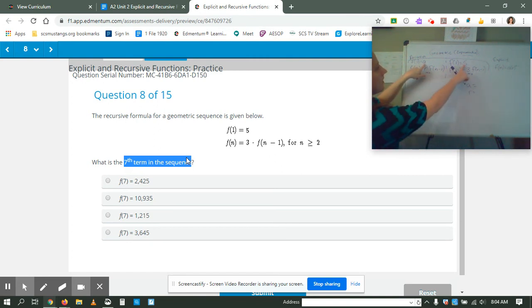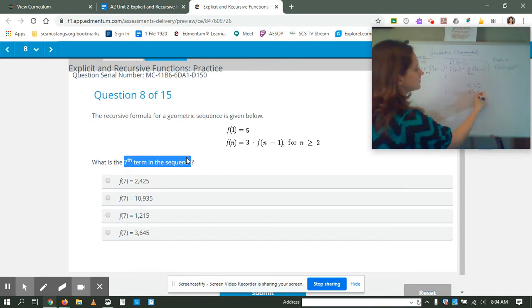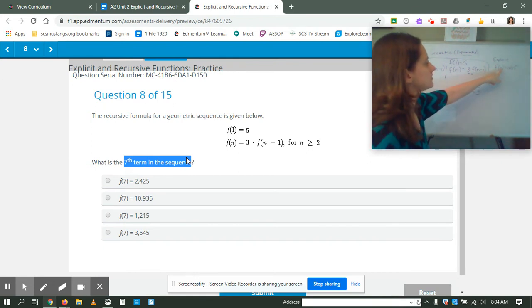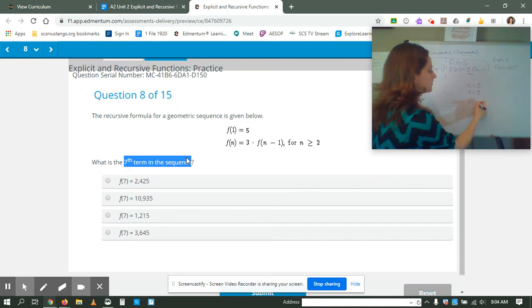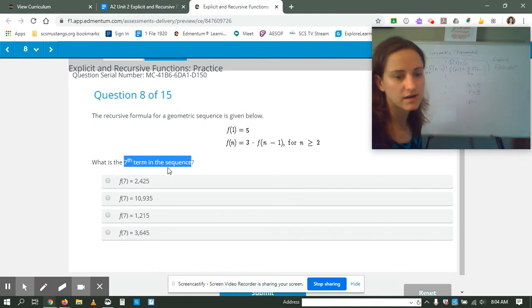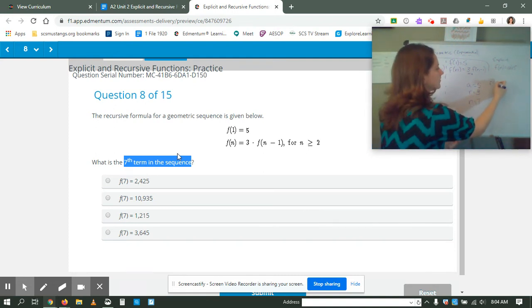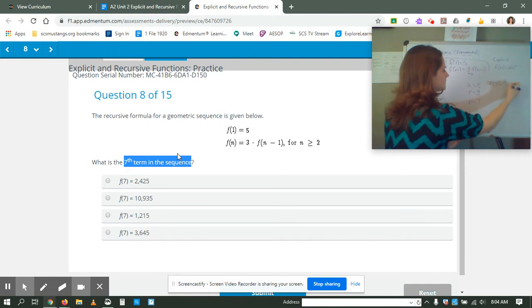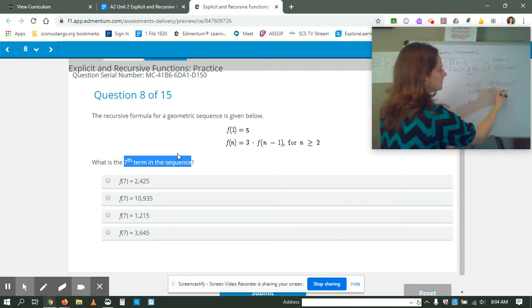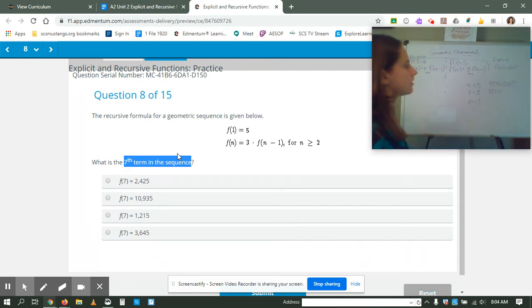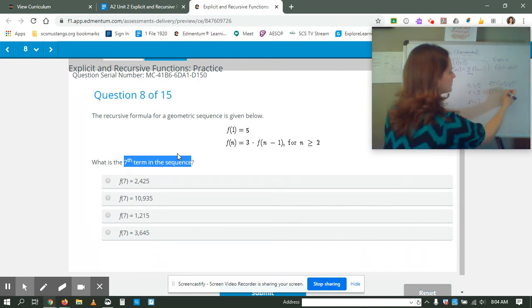My A value is going to be equal to 5. My R value is going to be equal to 3. So then all I need to know for this equation is what my N value is, and I get it from the problem where it asks for the 7th term in the sequence. So our N is going to be equal to 7. So then I'm looking at f of 7 is going to be equal to 5 times 3 to the 7 minus 1. Remember you've got to do your order of operations first. You've got to do your exponents. So we're doing 5 times 3 to the 6th.